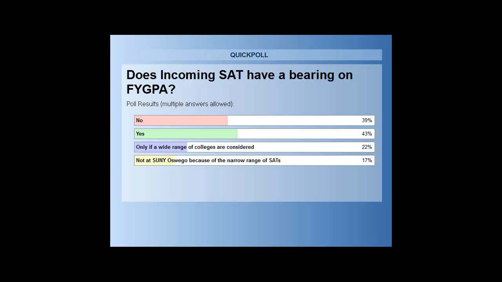I'll just tell you what I believe is the situation at SUNY Oswego. Because we have a narrower range of SATs in our cohort at SUNY Oswego, there is not a correlation between incoming SAT and first-year GPA. There is in general a correlation, but for that you need to sample a wide variety of colleges, from Harvard to four-year liberal arts colleges, to community colleges, to other Ivy League institutions. If you have that wide range of institutions with a wide range of incoming SAT, then I think there is a small correlation between incoming SAT and first-year GPA.